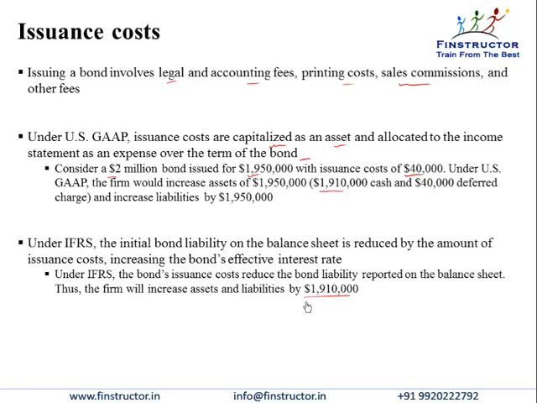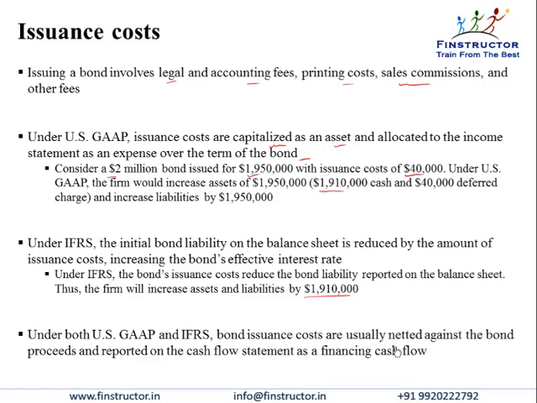The cash inflow from financing would remain the same under both methods. So there's a cash of $1.91 million that we have received from the issuance of the bond. So bond issuance costs would be netted against the bond proceeds and reported as a cash inflow from financing.